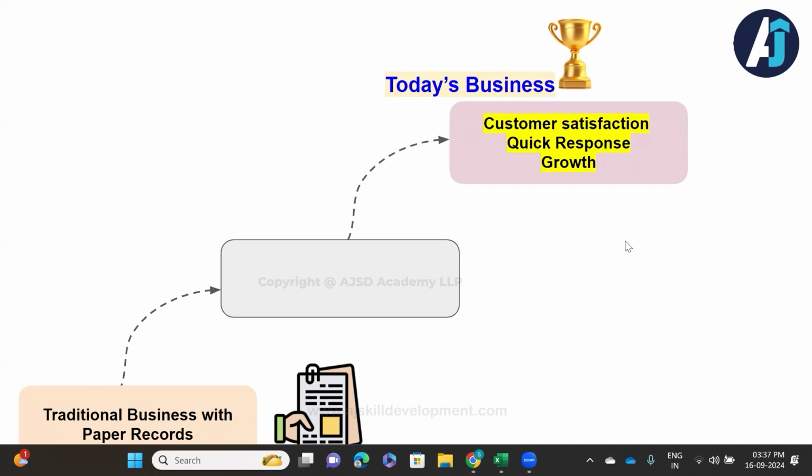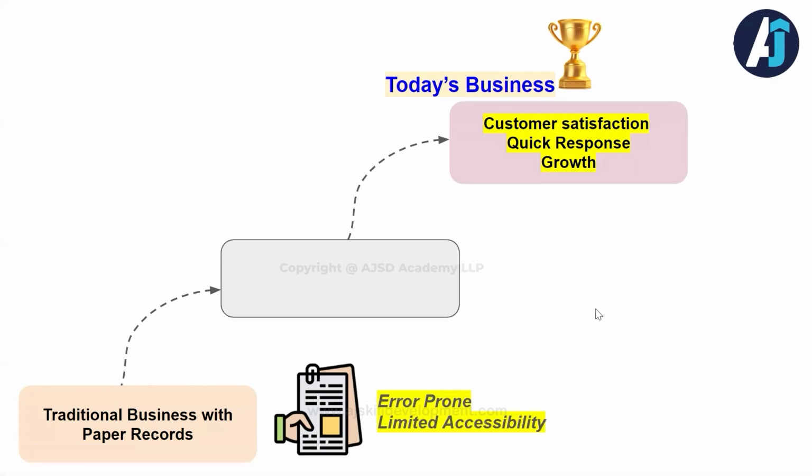In this video, we are going to see the next evolution of the business. In the previous video, we saw how traditional businesses doing business with paper records were running into so many issues. We saw how many errors were introduced by paper records, and that it also had accessibility issues. These are the challenges they wanted to overcome. How did they overcome all these challenges?